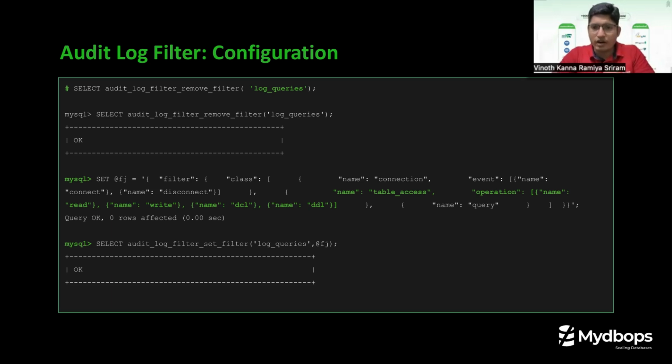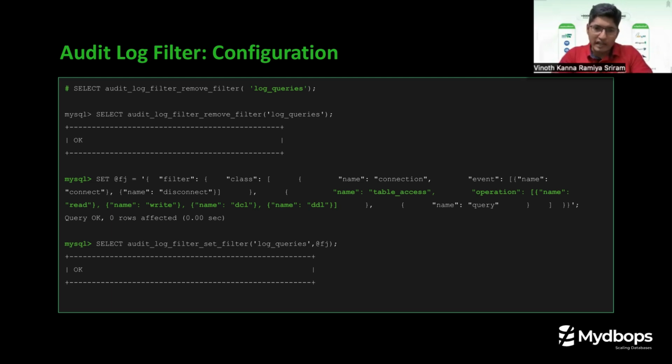Here I have defined operation as read, write. Write includes insert, updates, and deletes, DCL includes grant statements, and DDL includes schema changes. Okay, so I want to enable the majority of the database operations to be logged, along with connection and disconnection. So this is a JSON structure we have to follow.